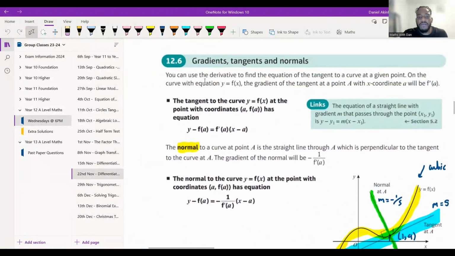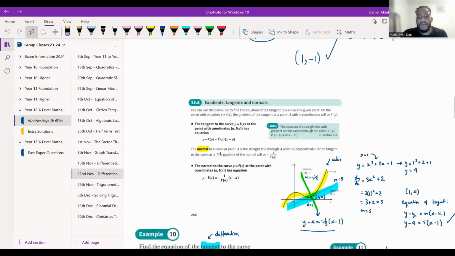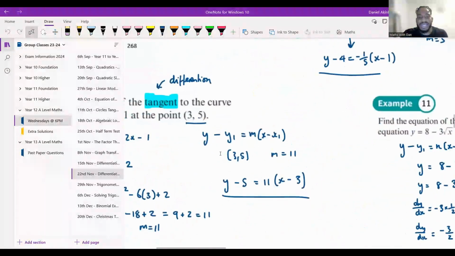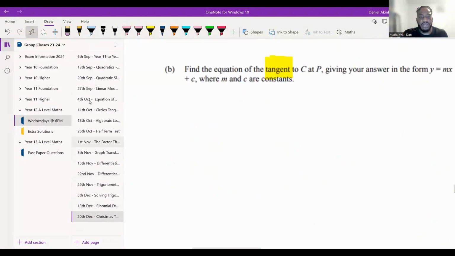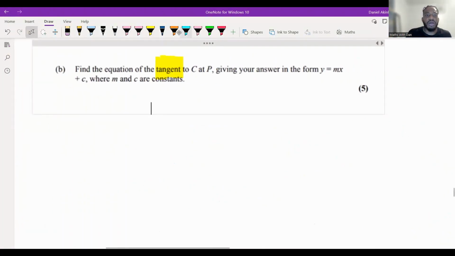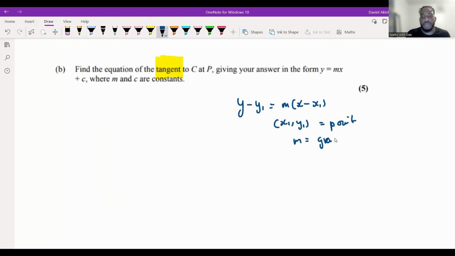The tangent to a curve at the point P with coordinates (a, f(a)) has this formula here. Another way of writing it is like this. So what you need to do, let me write this here. If you want to find the equation of a tangent, you're going to use y minus y1 is equal to m(x minus x1), where x1 and y1 is your point that you're looking at, and m is the gradient of the tangent.